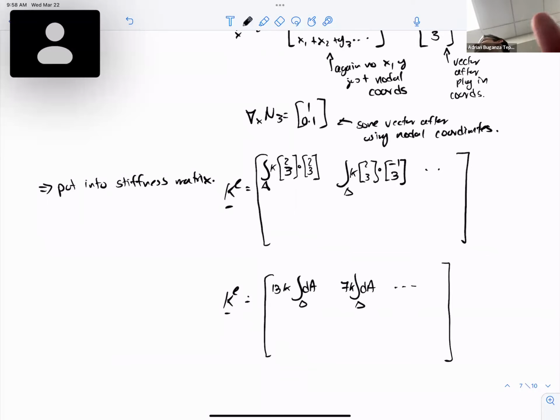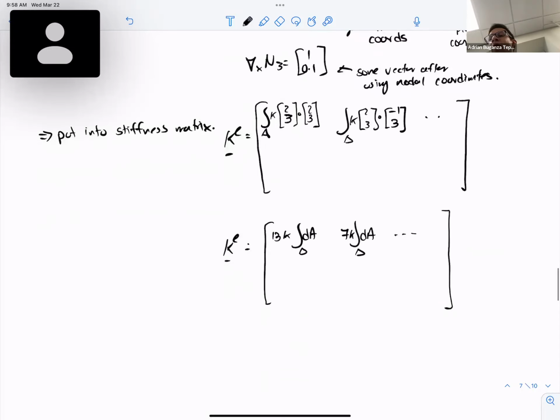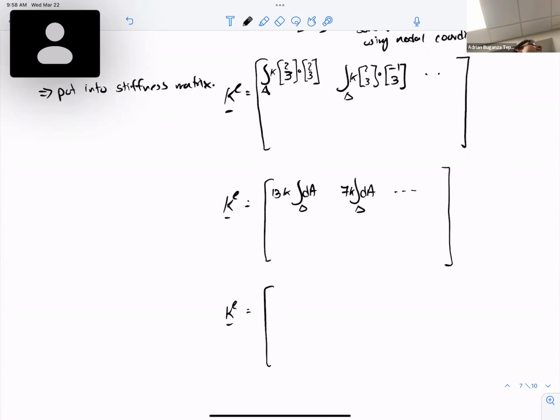And so for the linear triangle, actually, the integrals are trivial. What are these integrals? Anybody except Thomas? I already told you. So what is this integral, if I have nothing? Yes, just the area of the triangle.